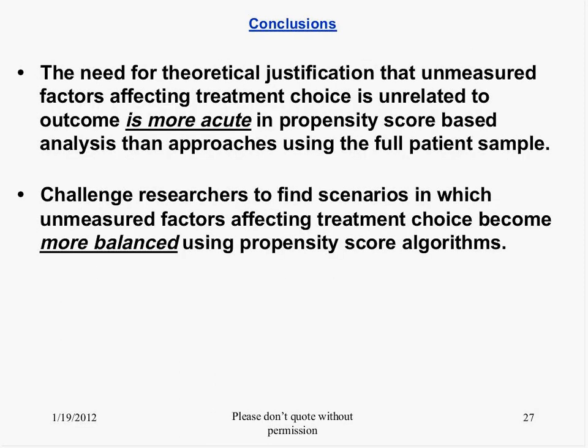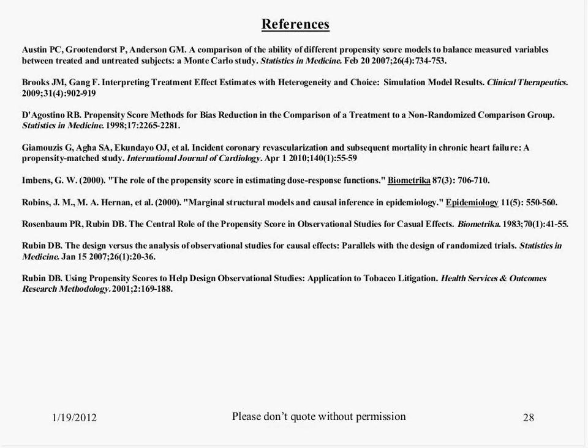And so, therefore, the need for theoretical justification that unmeasured factors affecting treatment choices are unrelated to outcome is even more acute, we would argue, in propensity score-based analysis than in approaches using the full patient sample, because you will, according to the results, exacerbate the difference in the unmeasured factors. But there's one simulation model. It's a very simple, very straightforward simulation model. We challenge researchers to try to find scenarios in which unmeasured factors that have a direct effect on treatment choice become more balanced using propensity score algorithms. And there are our references, and I'll be glad to take any questions that folks have.